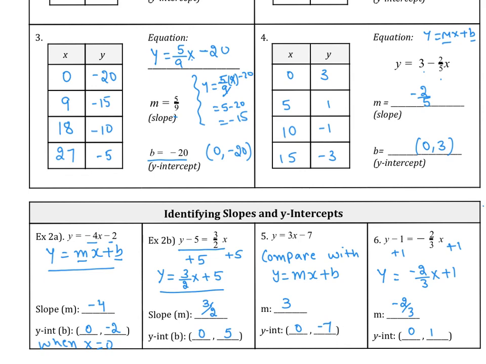For number 5, this is already given in the form of y equals mx plus b because y is isolated, or y is by itself. Then we compare m as 3, so m is 3. And then we are going to compare the b, which is the y-intercept, as -7, so 0, -7. For number 6, this is not given in the form of mx plus b, so you're going to add 1 on both sides so that it's in the form of y equals mx plus b, where m is -2/3 and the y-intercept is 1, so the y-intercept is 0, 1.